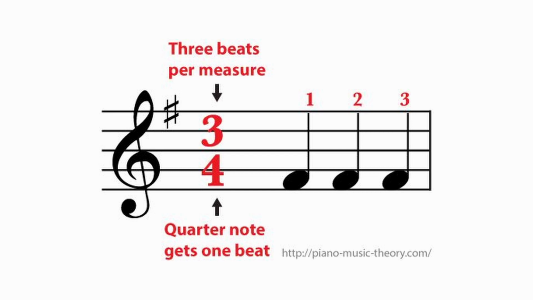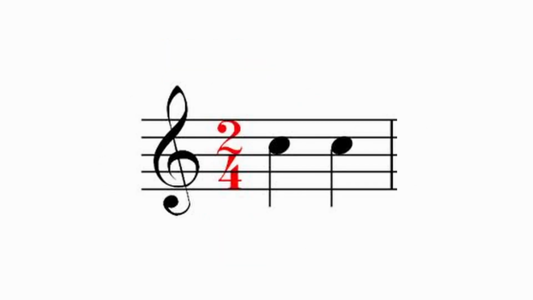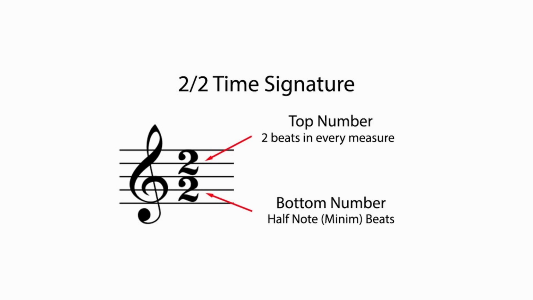Now let's change that 3 to a 2, which doesn't have a name like 3/4 does, but you can probably assume what's going to happen. Instead of 1, 2, 3, it'll just go 1, 2, 1, 2. Pretty simple, and the quarter note still gets the beat. Now, what if we keep the 2 on top and change the 4 at the bottom to a 2? Let's take a moment to look at what we just made. This is called cut time, or you could call it 2/2.